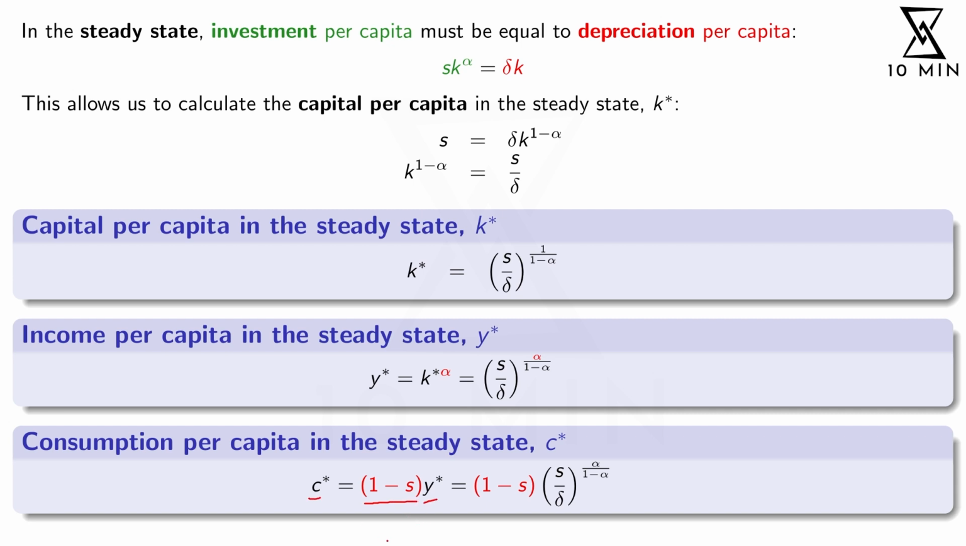So our steady state consumption per person is our steady state income per person that we just calculated this year, right? Times 1 minus S.